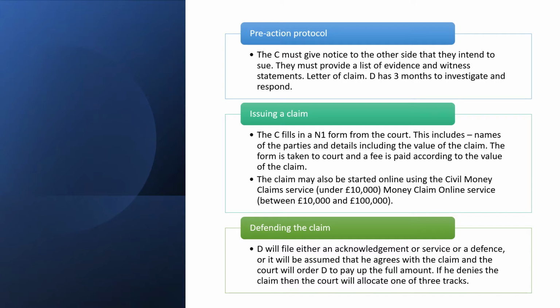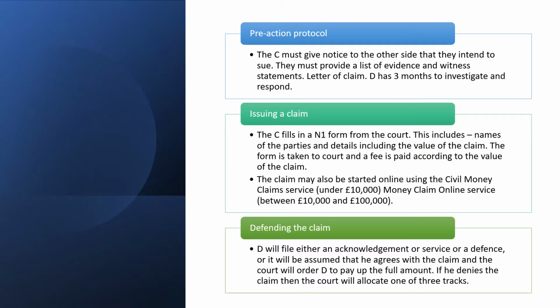Now, if you're issuing a claim, the claimant will fill in an N1 form from the court. This includes things like names of the parties and details including the value of the claim. The form is taken to court and the fee is paid according to the value of that particular claim. So, of course, it's higher for higher value cases and lower for low value cases.